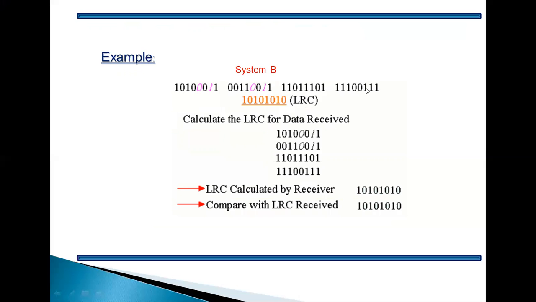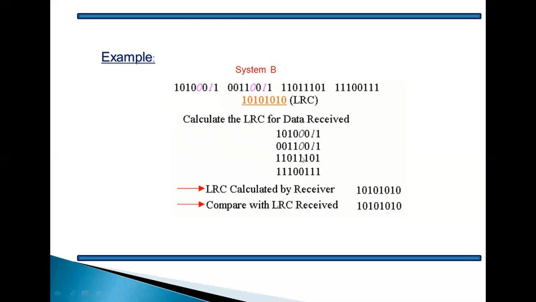This is the original data, this is the LRC value. Calculate the LRC for the data received. In case there are no changes in the data, that means the original data is accepted. In case the LRC value is changed, then system B rejects it. Okay, LRC is calculated with the receiver value.